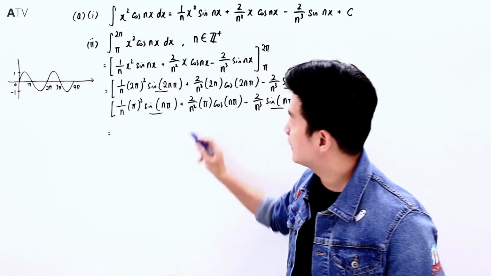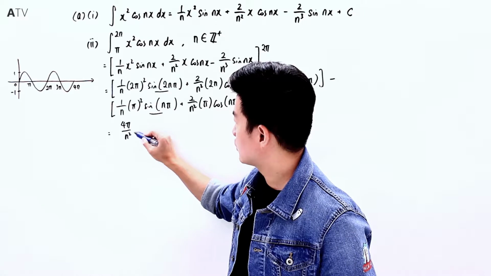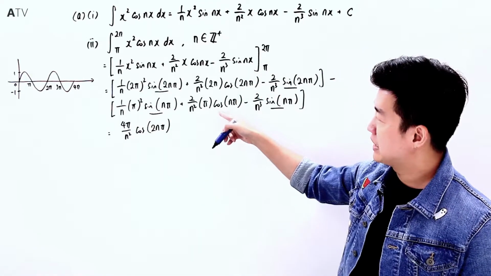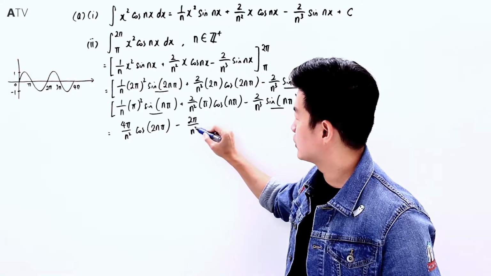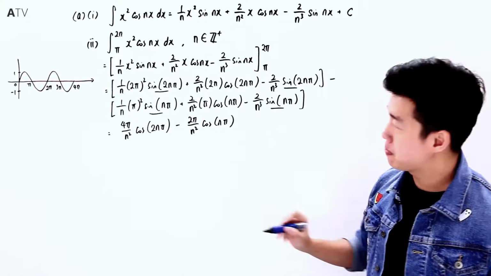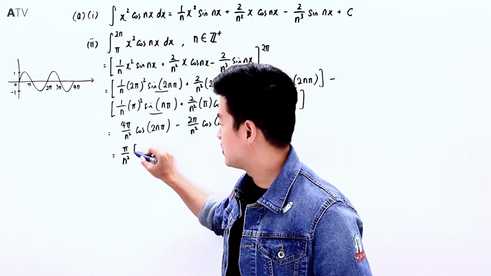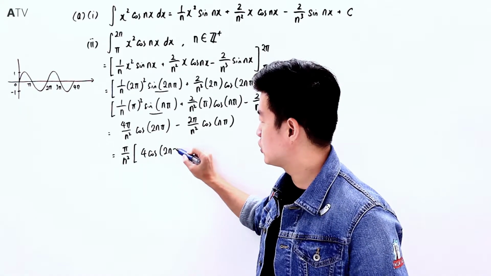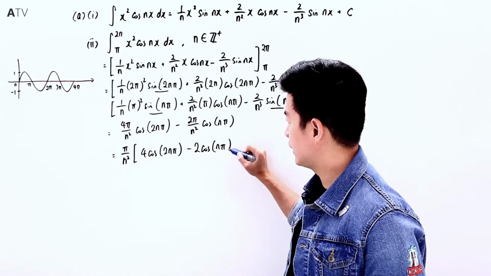So we can simplify this. These are 0, so I'm going to be left with 4π/n² cos(2nπ), and minus away 2π/n² cos(nπ). Let me factorize out π/n², which means that I'm going to be left with 4 cos(2nπ) minus 2 cos(nπ).